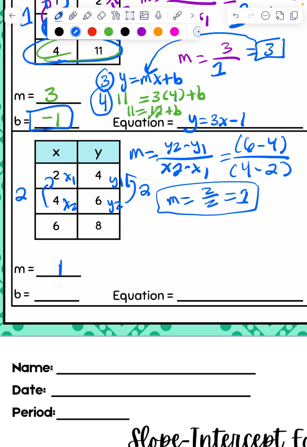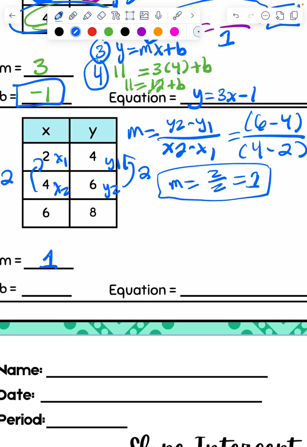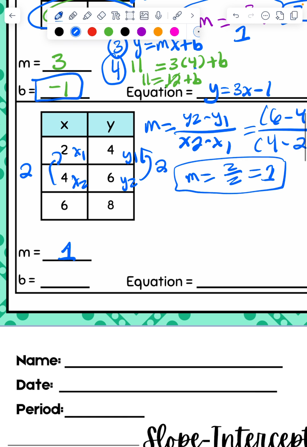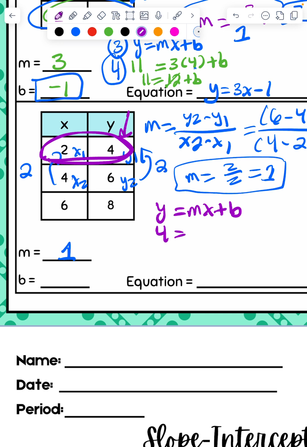Easy, Stevie. We did this before. Now the new part is I have to write my formula. So I have to come over and I have to say y equals mx plus b. And I have to substitute in one of those coordinates. Okay? So I'm going to come over and put 4 in place of y, because that's my y-coordinate. I'm going to put 1 in place of slope. My x-coordinate is 2, so 1 times 2 plus b.